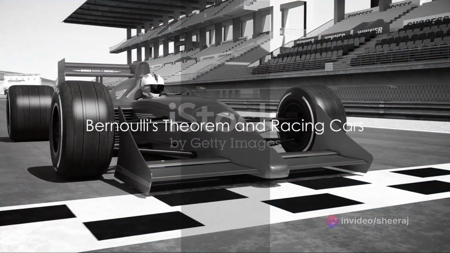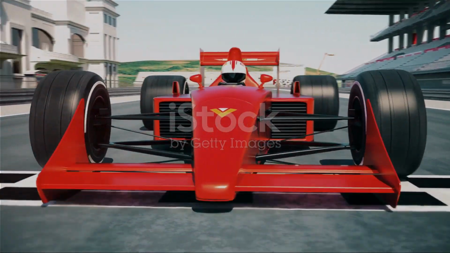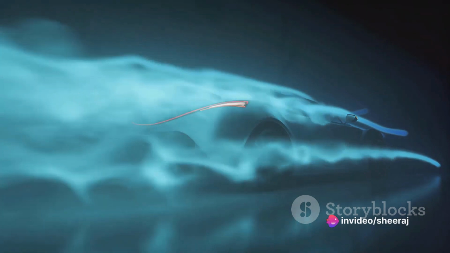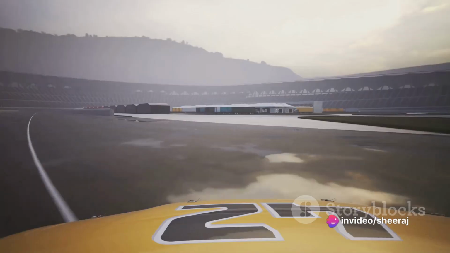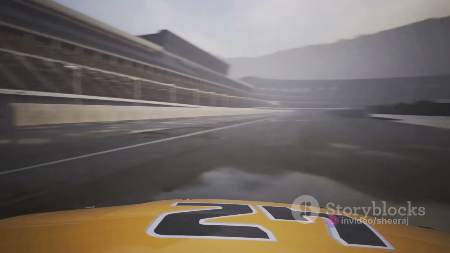Similarly, in the case of a racing car, the design of the car body creates a Bernoulli effect. The shape of the car is such that the air moves faster over the top than underneath. This creates a low-pressure area on top and a high-pressure area below, literally sucking the car onto the track, which increases traction and allows for higher speeds.